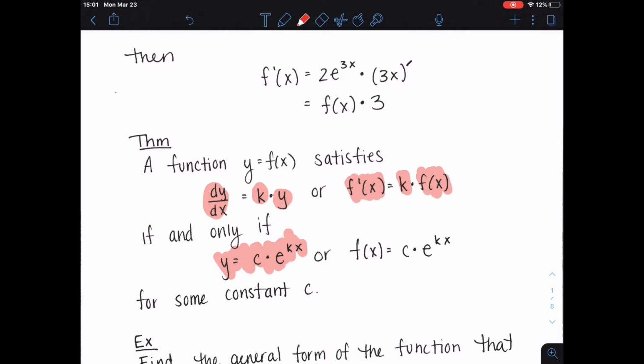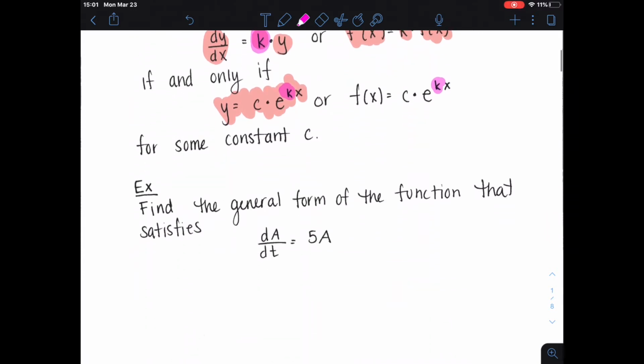So anytime you have this form where y prime is a constant times y, dy dx, all those represent exactly the same thing, the solution is going to be your exponential function. And the value that you have right out front, this k value, is what becomes the exponent in the exponential function, because that's what pops out from chain rule. So let's look at an example.